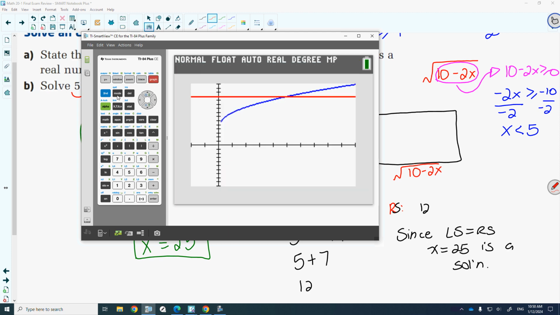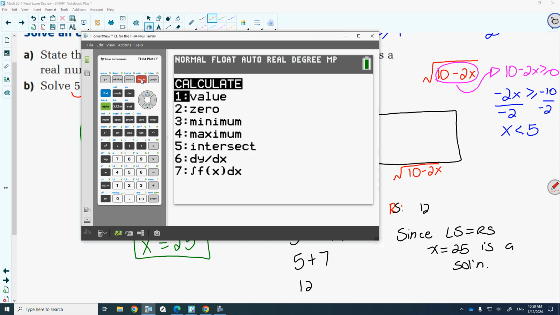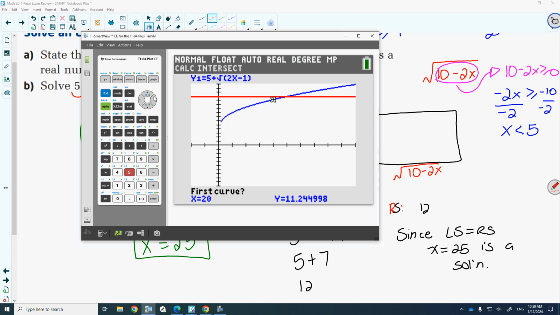There's my intersect. And I would do second, calculate, and intersect. And go close to your intersect, and you hit enter 3 times on your calculator. And then there's our solution.